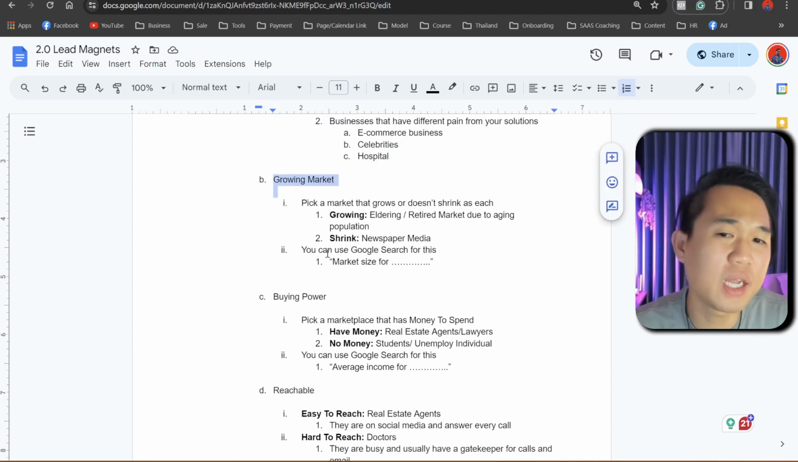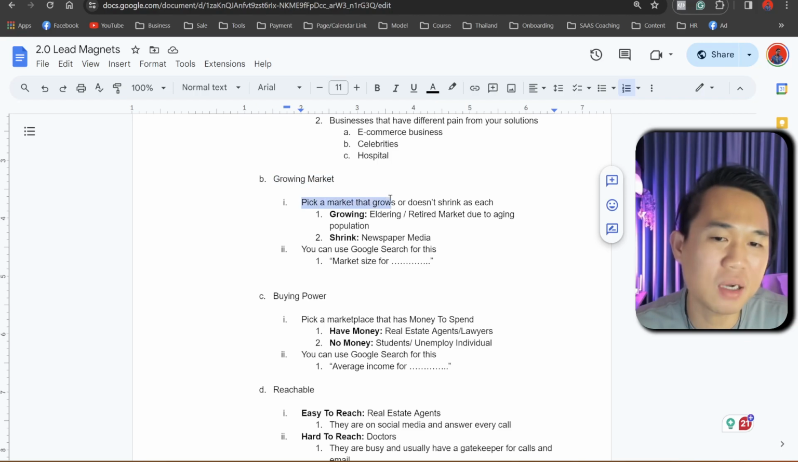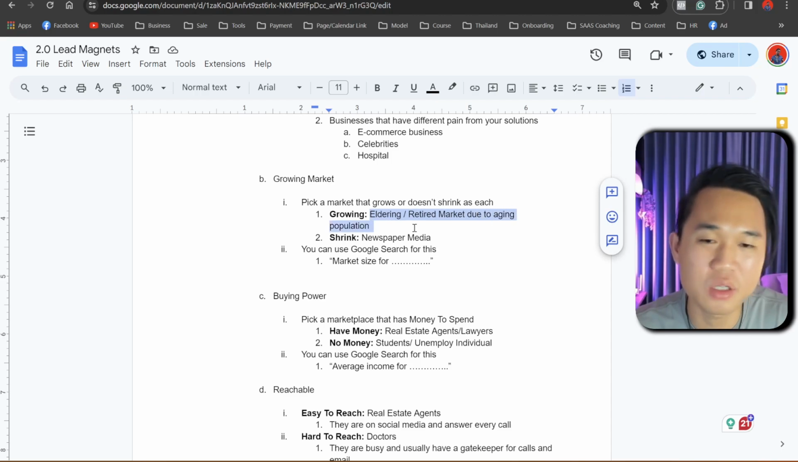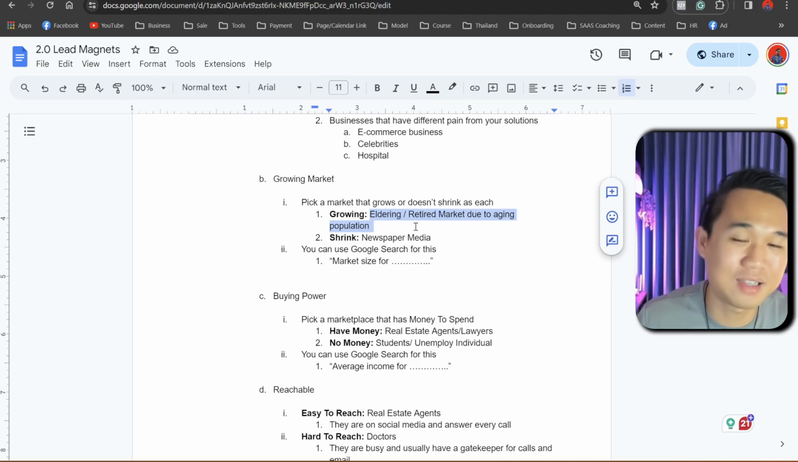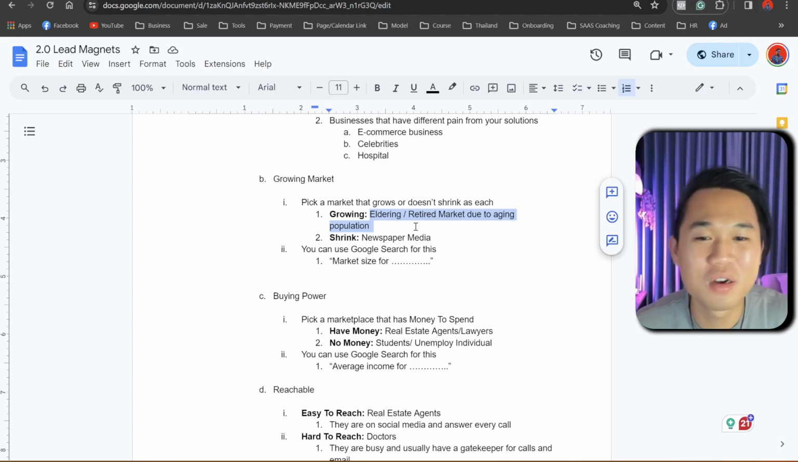Number 2, you need to pick a growing market. So pick a market that grows and doesn't shrink every year. A growing market is the elderly and retired market, due to the aging population. If you're in Japan or even South Korea, make a product that targets the older generation. That's why if you visit Japan, there's a massive number of phones that have buttons on them. People are still selling phones with buttons to accommodate that.